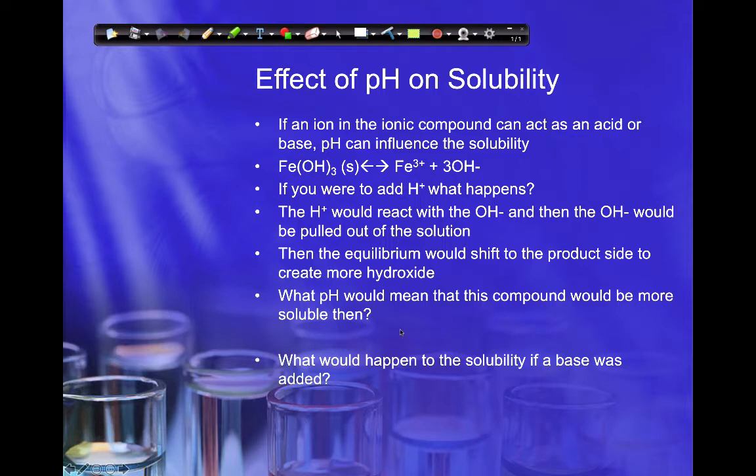So what pH would mean that this compound would be more soluble? Would it be an acidic solution or a basic solution? Well, if I have an acid, it's going to react with that hydroxide and pull it out, so it's going to make more of this dissolve. So an acidic pH. What would happen to the solubility if you added a base? Well, if I add the hydroxide, so if I add a product, I want to get rid of the product, which means it's going to shift to the reactant side. So the solubility would decrease because I'm going to make more of that solid.